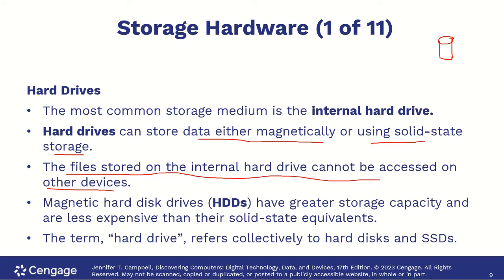Magnetic hard disk drives have greater storage capacity and are less expensive than their solid state equivalents. When you talk about a hard drive, it refers collectively to the hard disks and solid state devices. So a hard drive is basically hard disks and solid state devices.